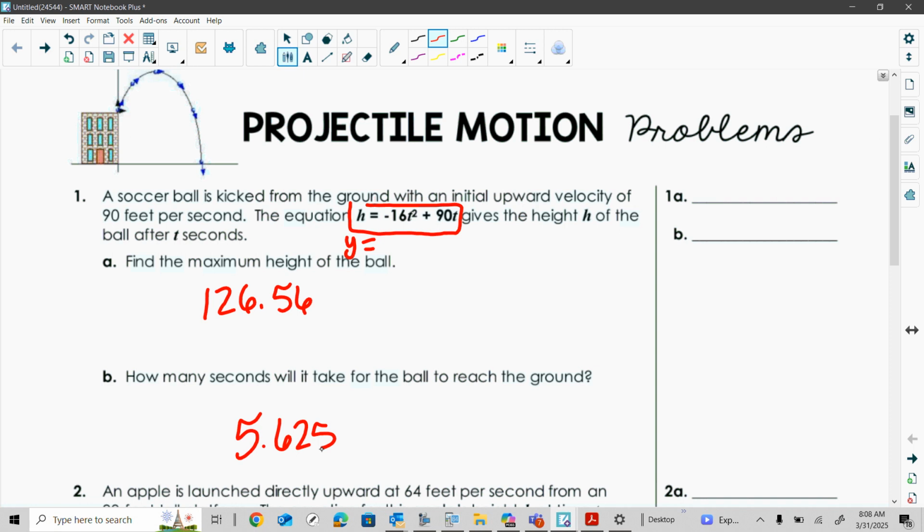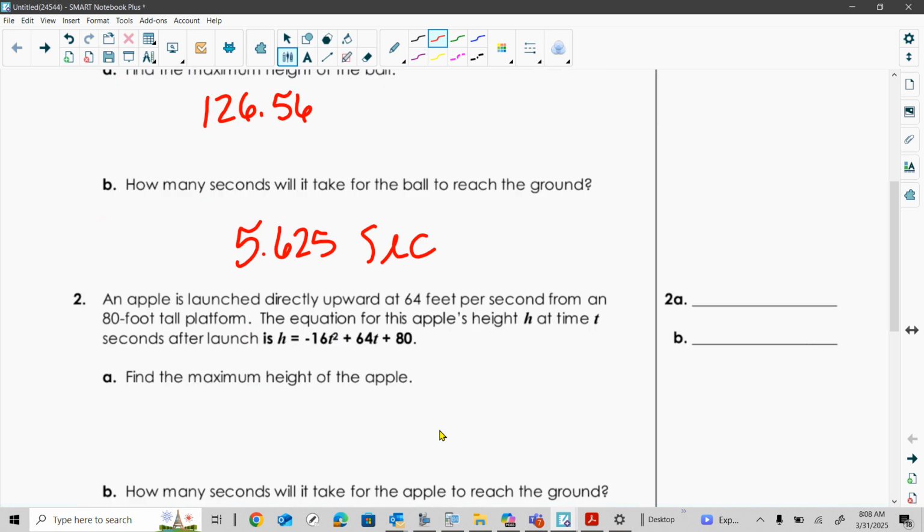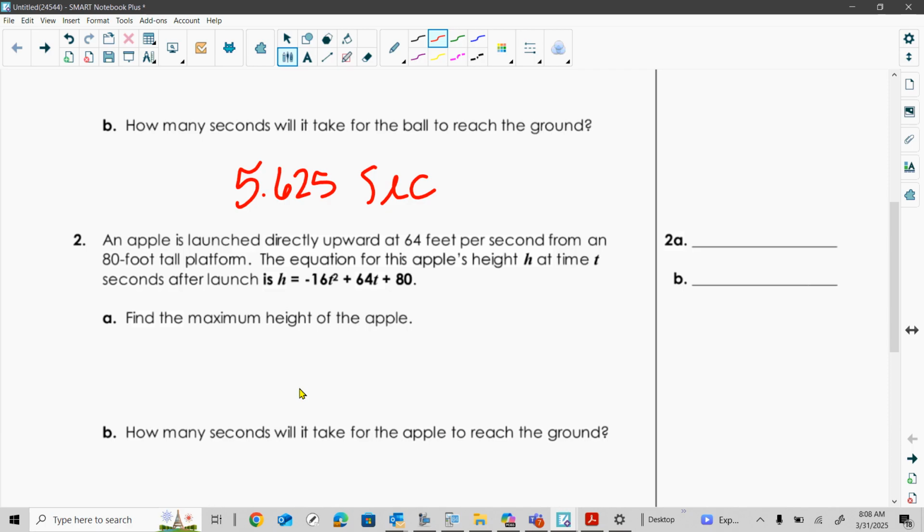Sorry, my pen stopped working. Seconds. So you're going to use the equations here to help you problem solve and find your max and find the point where it hits the ground.